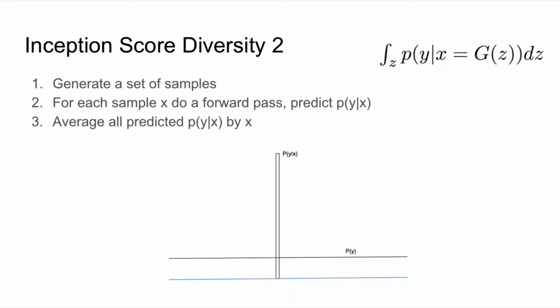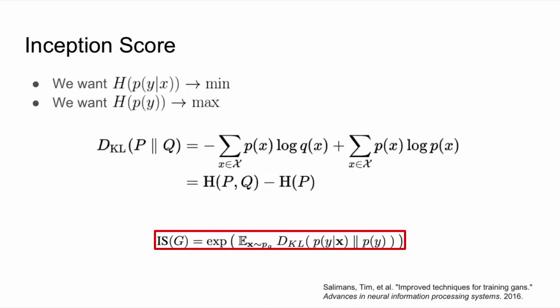We should generate a lot of images. For each of them, make a forward pass through the inception network and predict P of y given x. Then we need to average our prediction distribution by x, by our images. X is our images. Thus, we will obtain the distribution for P of y. Look at the picture on the slide. Here is the demonstration of our wishes. We want P of y to be uniform and P of y given x to be concentrated in one point.